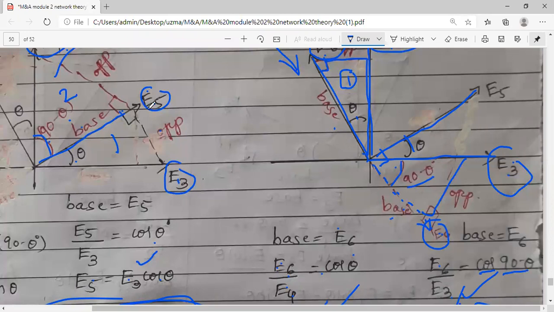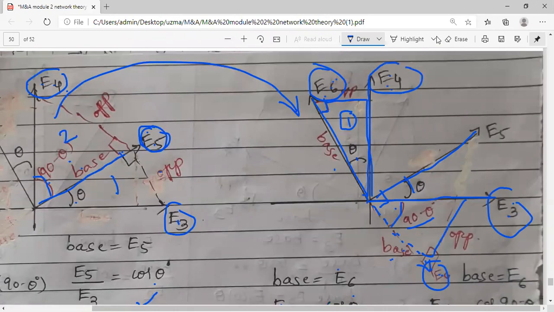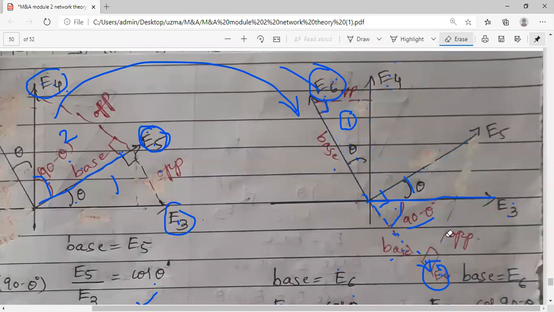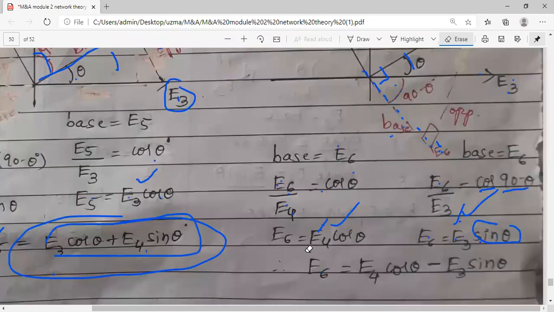You can see in the earlier case, both were in the same direction, so we added. Observe the direction here for E6. We have to subtract because both are in the opposite direction. For E6 here, it is upwards, here it is downwards. Observe the directions for E6. Since they are in the opposite direction, I will subtract the components.